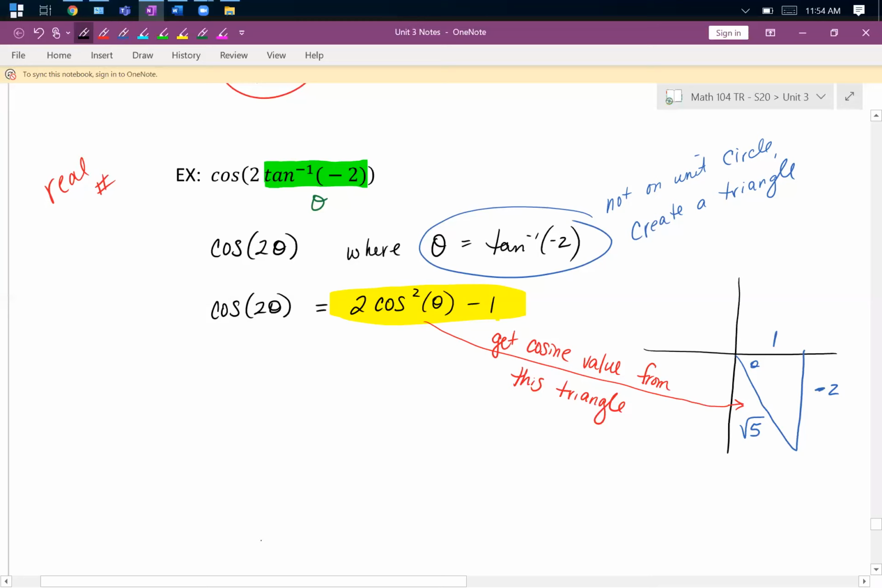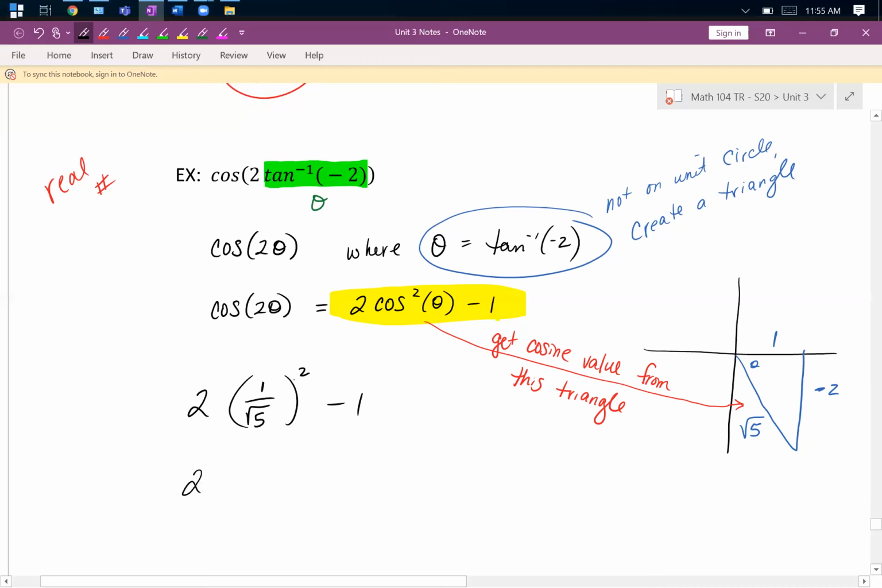Plugging it in there to 2 cosine squared minus 1. Remember that 2 cosine squared is the same as 2 times our cosine value squared, minus 1. Oh, I did this backward. I just took the hypotenuse. Sorry. We've got to do adjacent over hypotenuse. There we go. I wouldn't waste my time rationalizing that 1 over square root of 5 because we're going to get ready to square it. And the square and square root will disappear anyways.